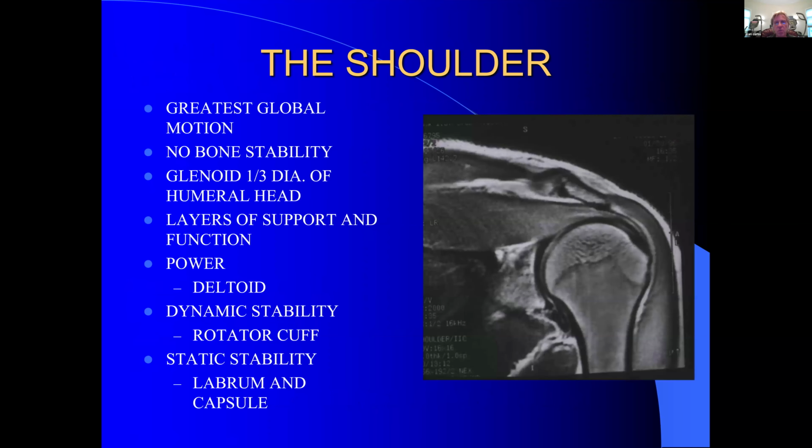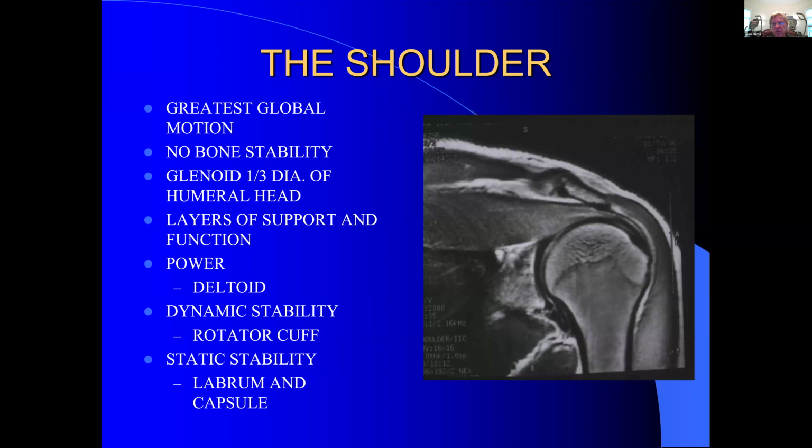So the shoulder, let's start with some anatomy. The shoulder is by far the most interesting joint in the body, although I am prejudiced. Bias, I should say. It has the greatest global motion, but it gives something up, and what it gives up is bone stability. The glenoid is only one third the diameter of the humeral head. So it really depends on the surrounding layers of support and function.